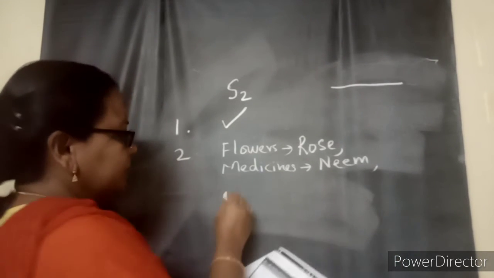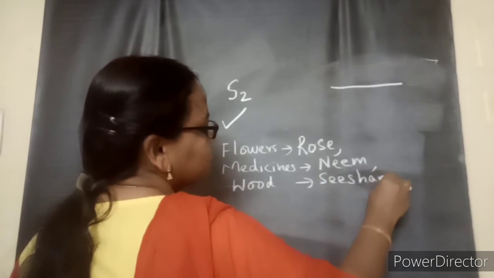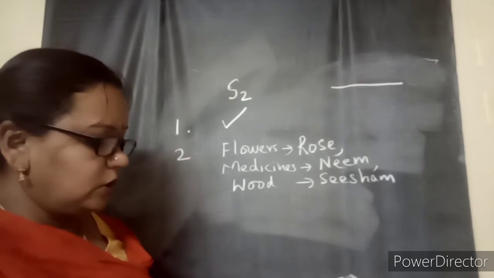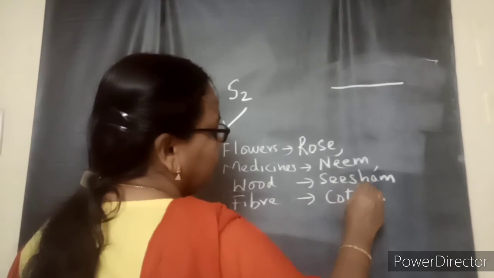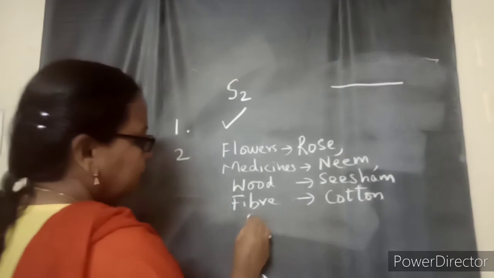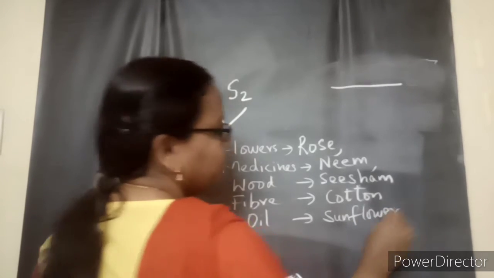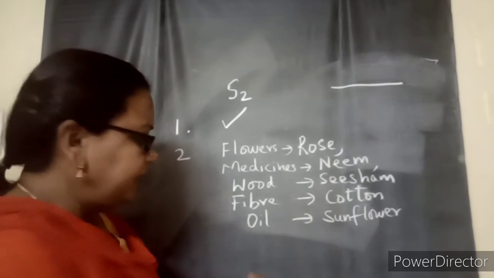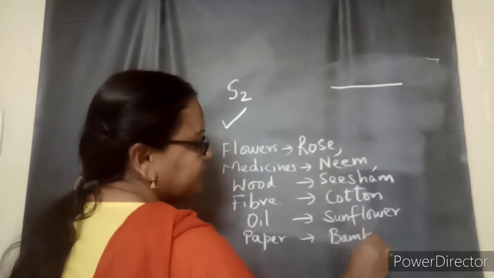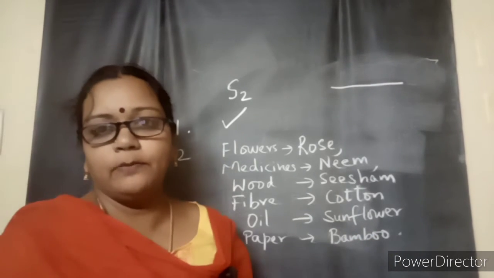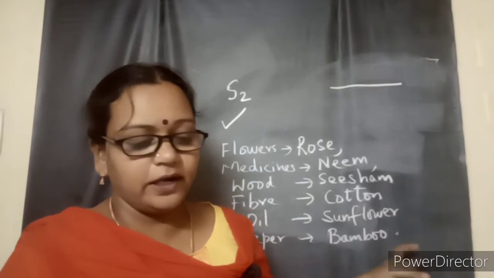Yes, children. Then wood. Wood, I write sesame. You can write any one. Sesame is also one of the trees which can be used for making wood, furniture and all. Fiber. I am writing one. You are going to write the other one. So I am writing cotton. You write one more on your own. Then oil. Oil, I am writing sunflower oil, you can write one more. Groundnut, you can write, till, that is the sesame, you can write. Then paper is from bamboo, generally from bamboo, and some other trees also. So we can write only bamboo here. Yes. So then this you will complete on your own. Second and other names you can write on your own.